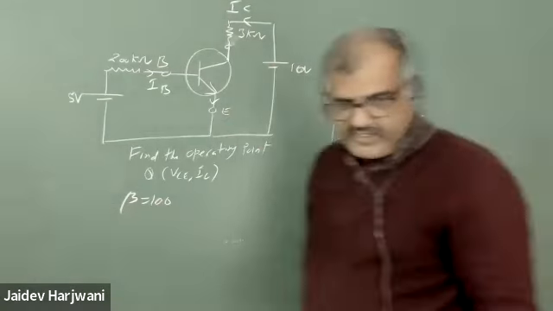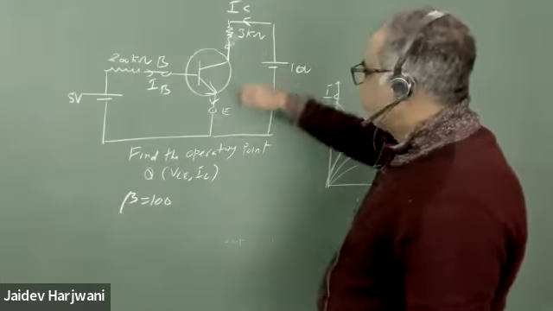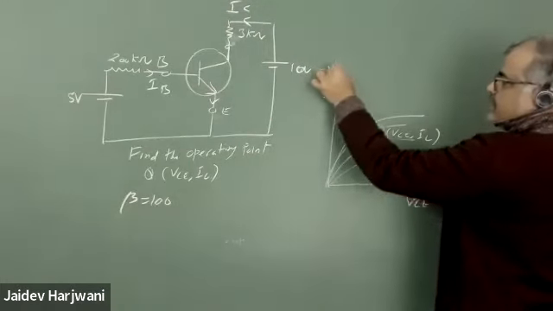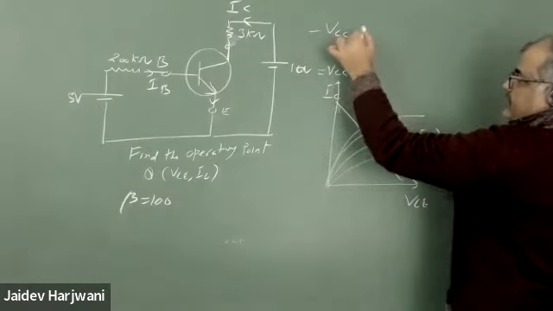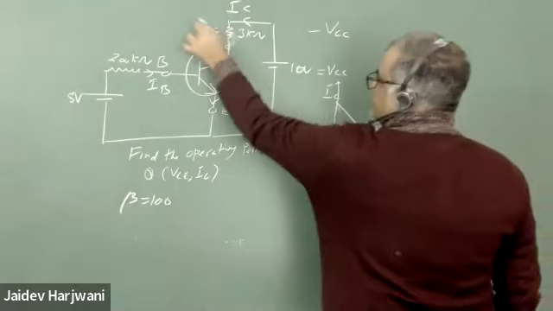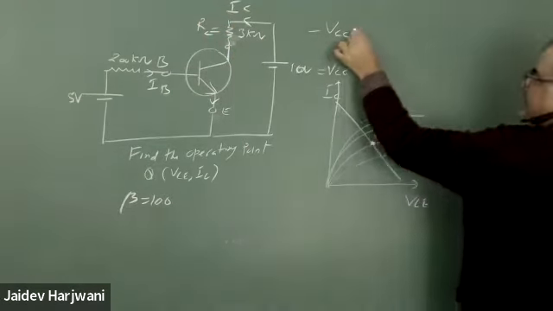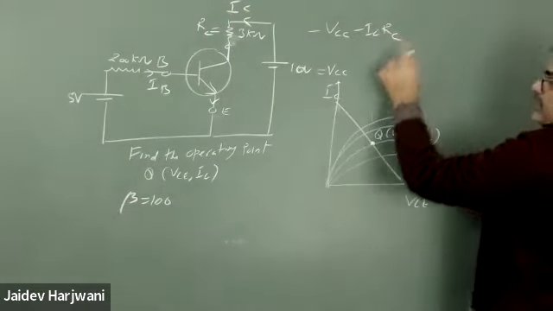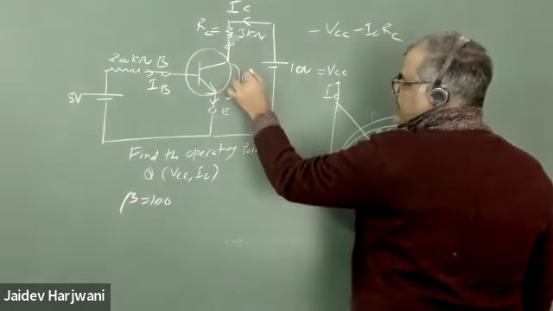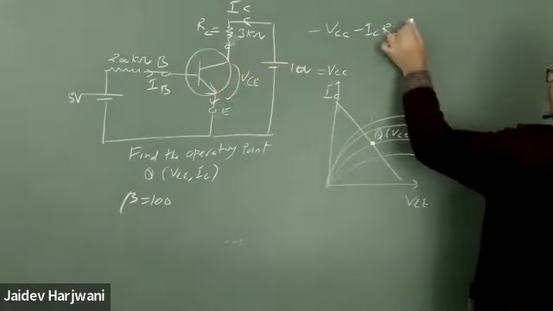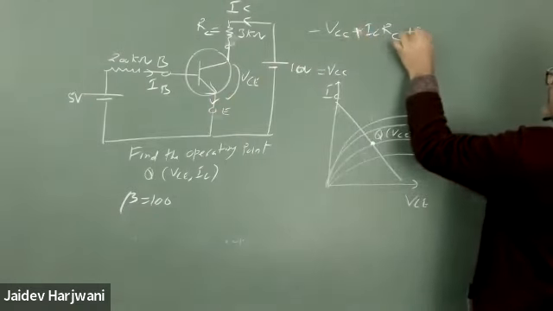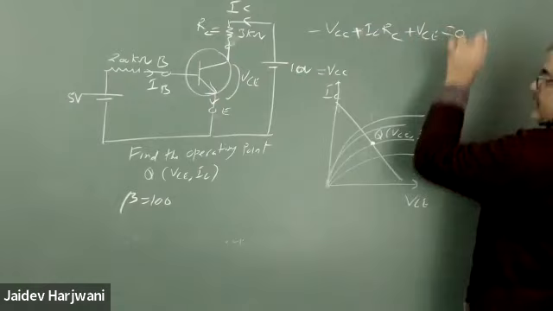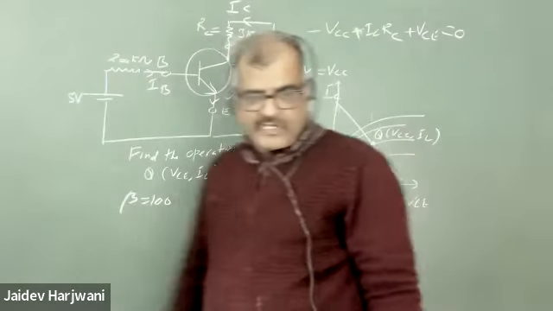If I write a KVL in this loop, if I say this is my VCC, I can write minus VCC, then this is RC, minus ICRC. Here the voltage drop is VCE, so plus VCE equals 0, at the output terminal.